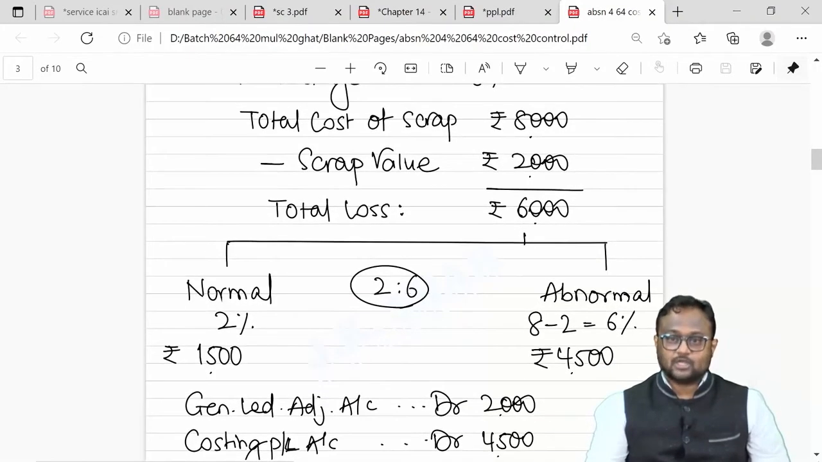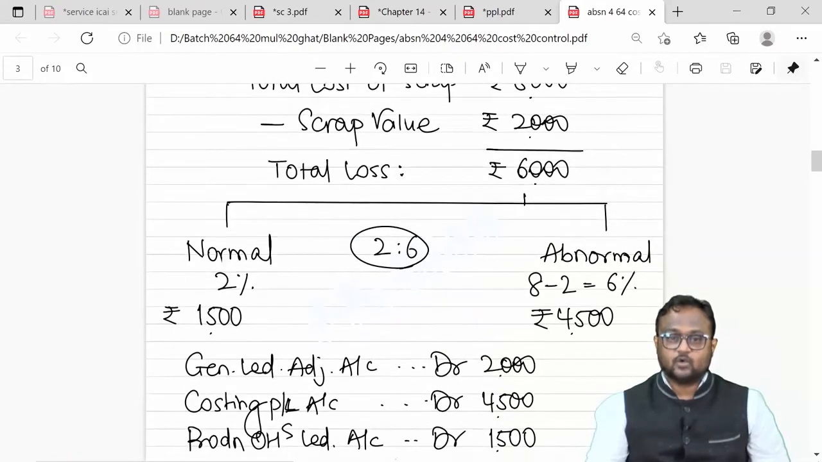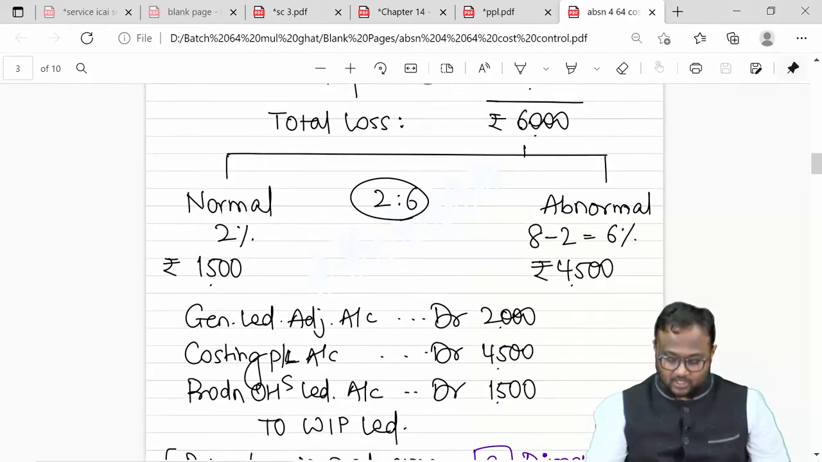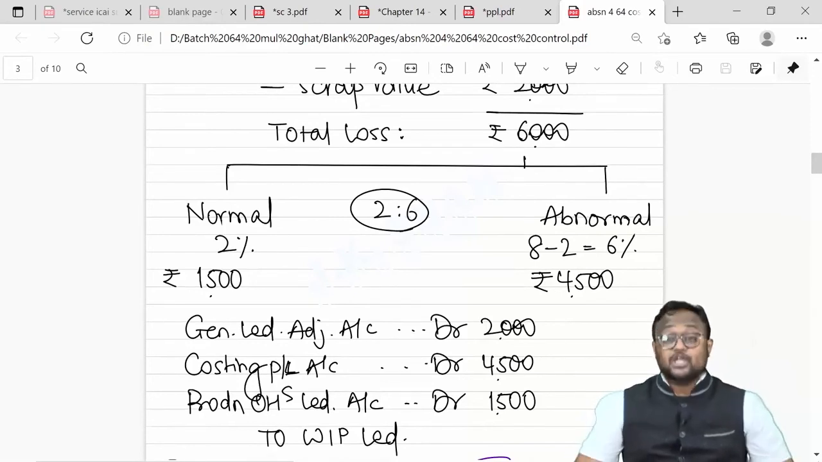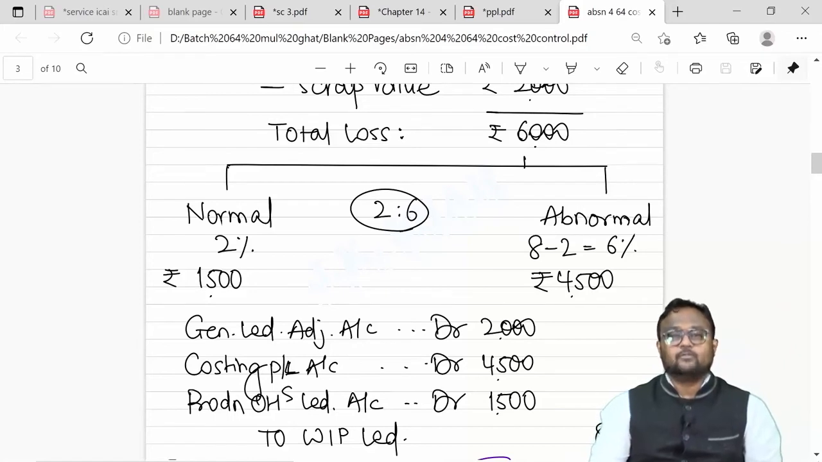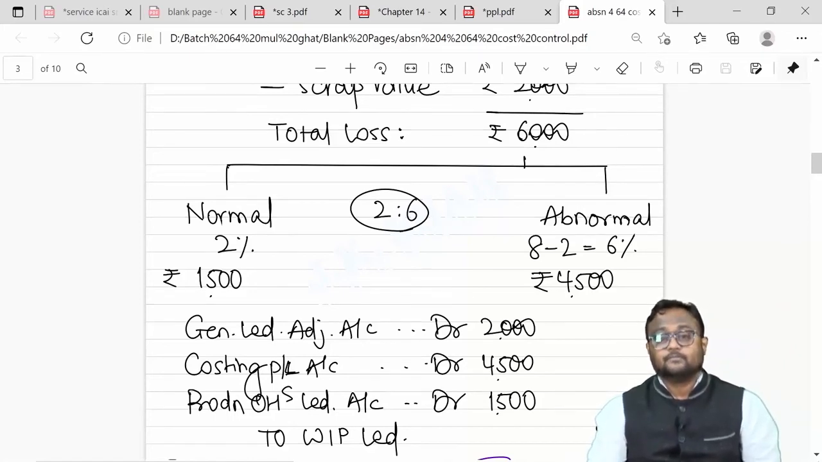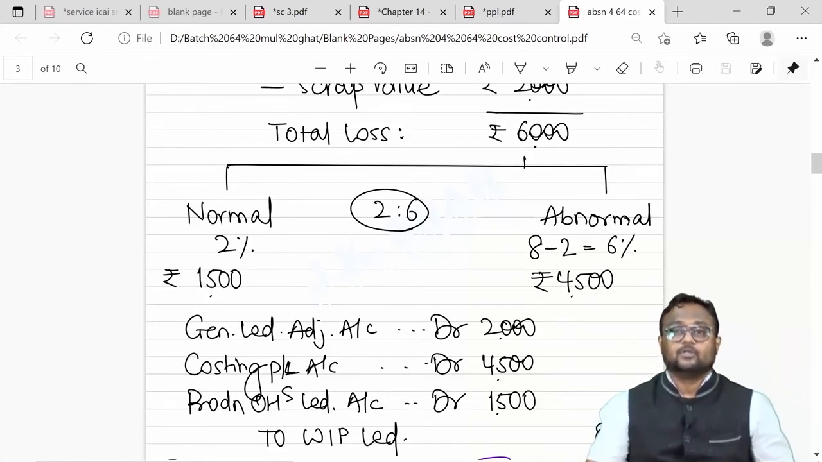Normal loss is always charged to the customer as being part of cost of sales. It will go through production overheads. And since the loss is due to production, cost should come down. And anything related to production, we all know that it will be charged to WIP. So it will be recorded through WIP. Is this part clear?